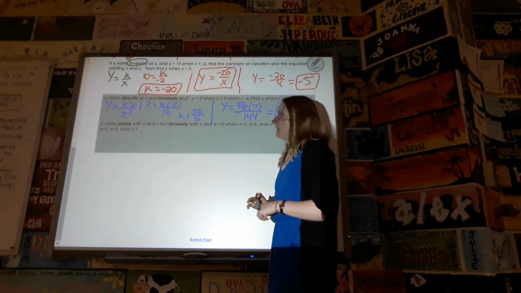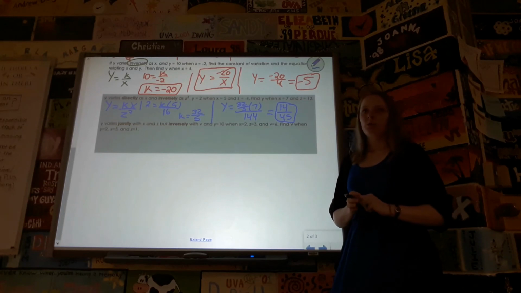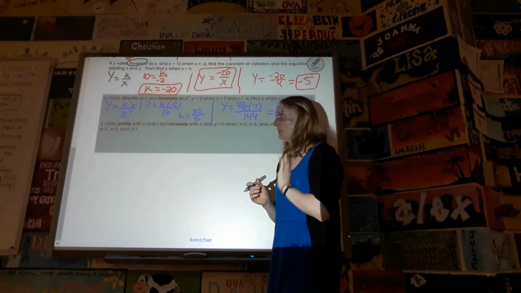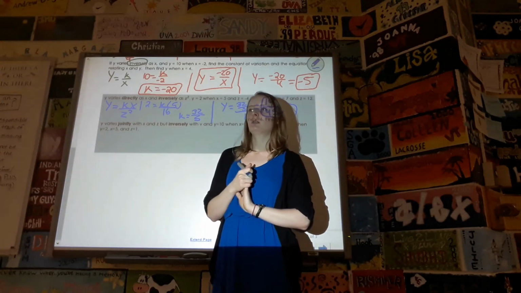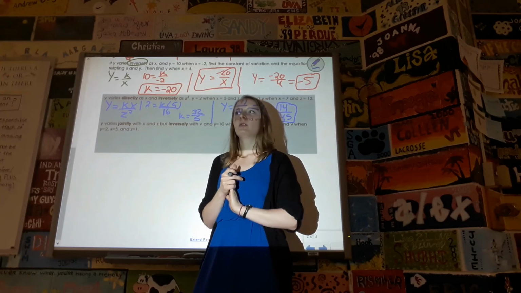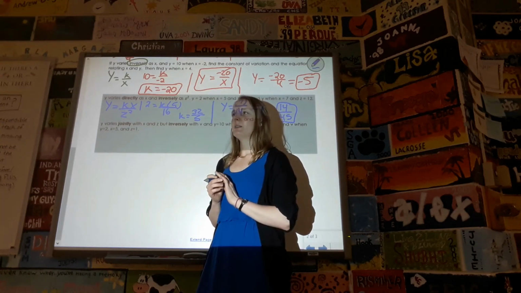Alright, let's show the next one. Y varies jointly with x and z, but inversely with v. So how would I write the first one? The first relation. Anybody? See people writing, so that means you know it.